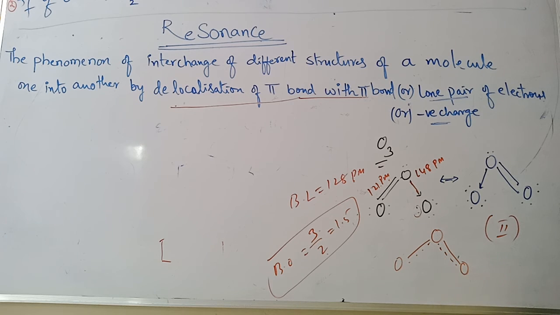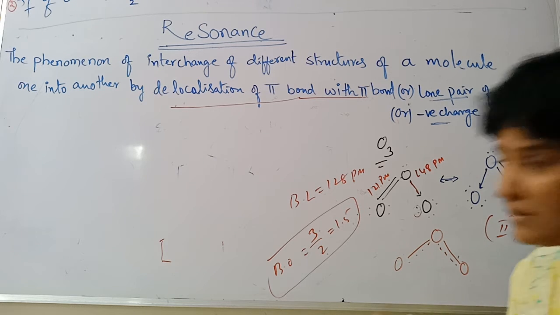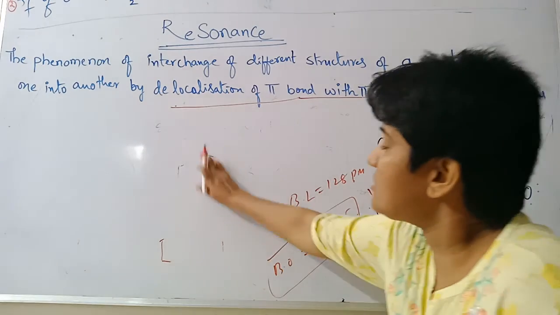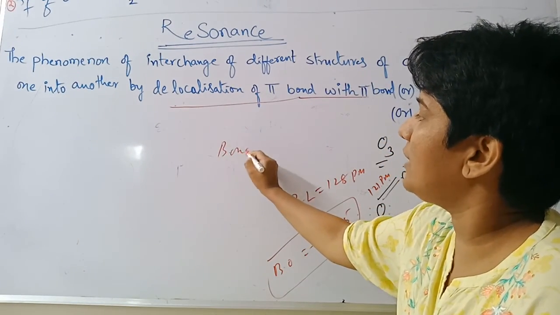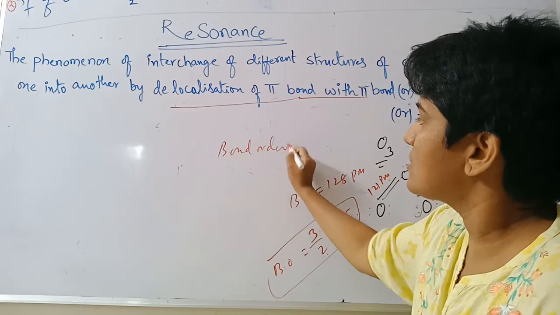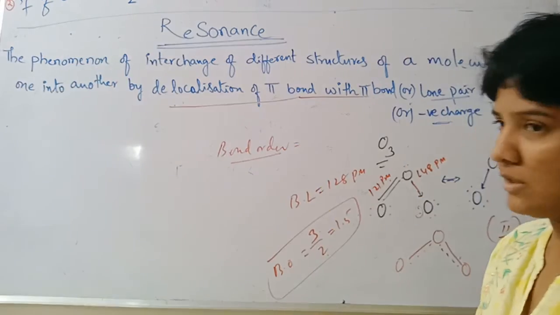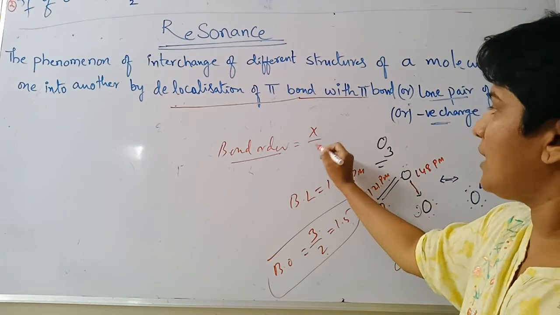Okay, so this is what is known as resonance structure, resonance hybrid structure. And in the same way, we can calculate for any oxo anions also. So I have just done a calculation, but I have not given you the formula just now. What is that? Based on resonance, one can calculate bond order. So bond order is equal to a simple formula, X by Y.